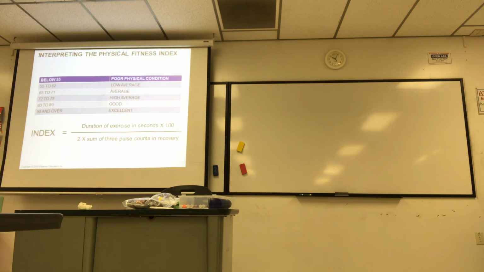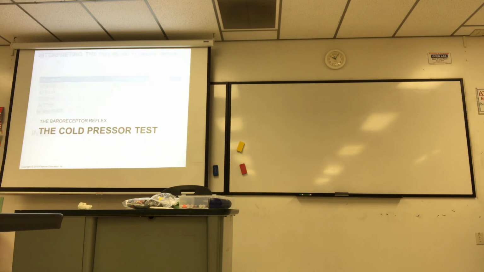So if you're in shape and, well, if you're dividing by a lower number, the index will be higher. So basically that's why the index works. So if you fall somewhere down here, it indicates poor physical condition. This isn't the best way to do it, but it's a quick, easy way to do it. You just look at the recovery time, count the pulses, and see where your subjects fall. And that should be kind of fun to do.